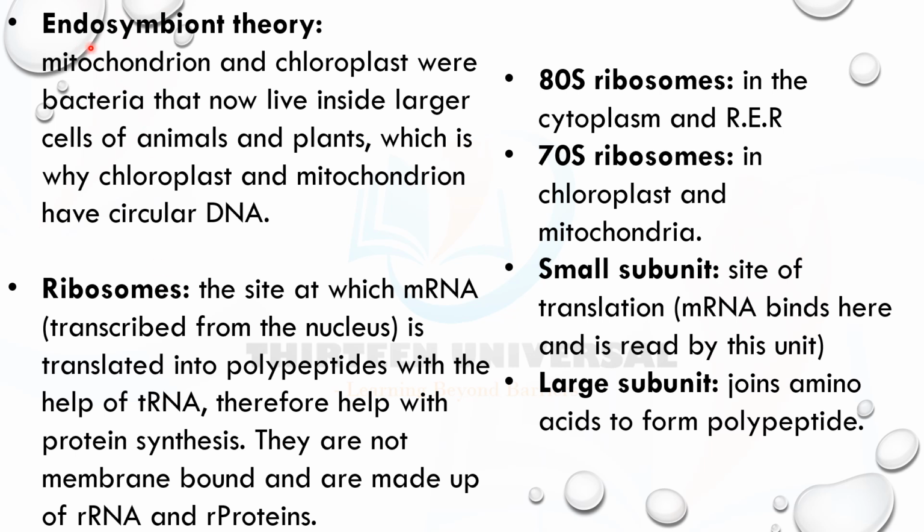This is the endosymbiont theory. It states that mitochondria and chloroplasts were bacteria. What happened to them? They now live inside larger cells of animals and plants, which is why chloroplasts and mitochondria have circular DNA. So this theory says that mitochondria and chloroplasts evolved from bacteria. What is the evidence? Mitochondria, chloroplasts, and bacteria all have circular DNA.